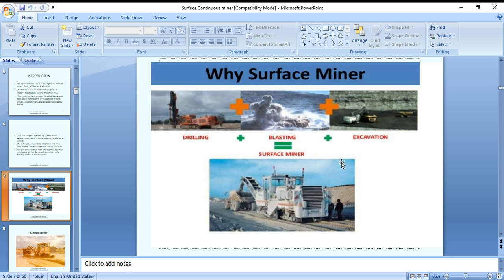This is one figure you can use to easily understand the basic operations. Clearly, it mentions the drilling activity, the blasting activity, and the excavator. Once the surface miner is working there, these three operations are not visible at that place.